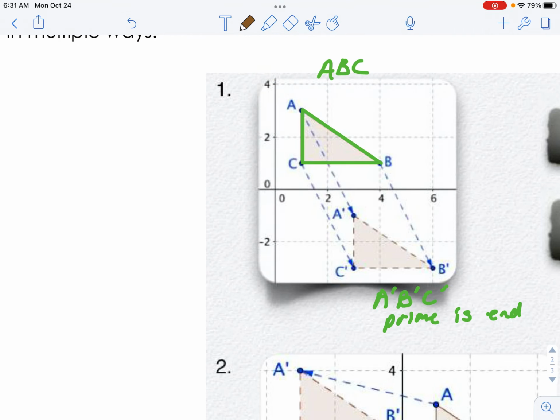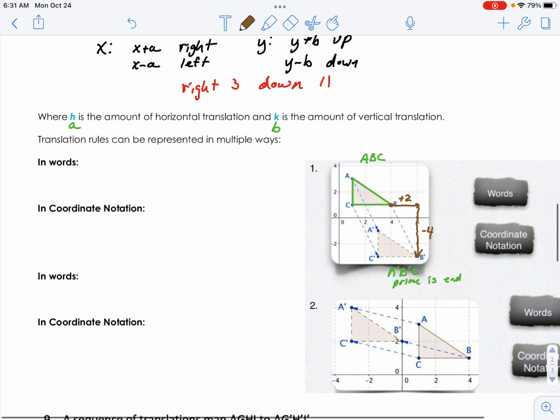All right, this coordinate plane is a little bit weird, but let's just pick a point that seems pretty good. We'll just pick B because that's the first one I saw. We're counting by twos, so we went plus 2. All right, and then this down 1, 2, 3, 4. All right, and we went down 4. So in words, it's easy as this. Right 2, down 4. In coordinate notation, it would look like this.